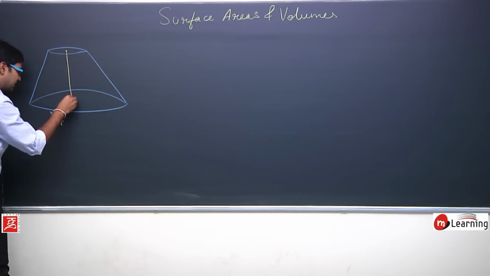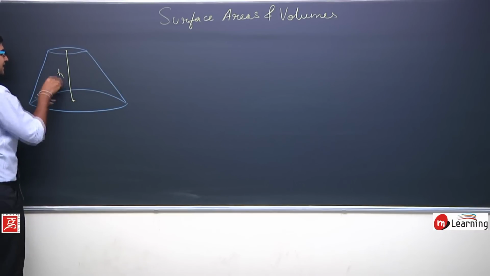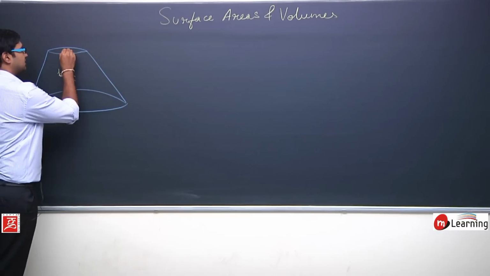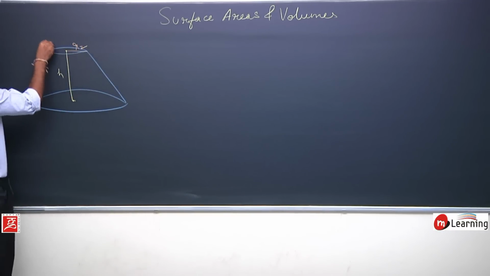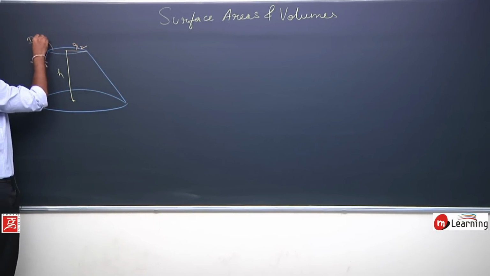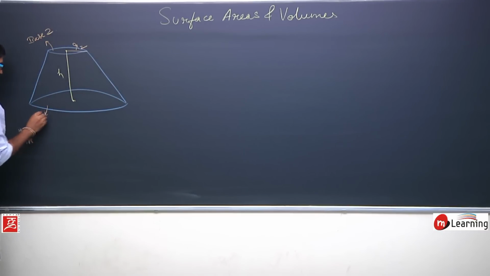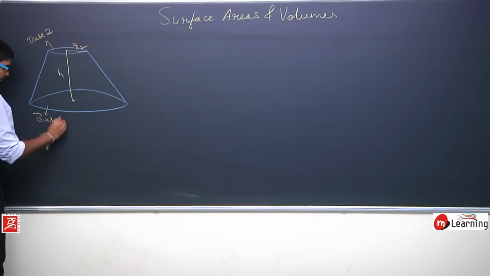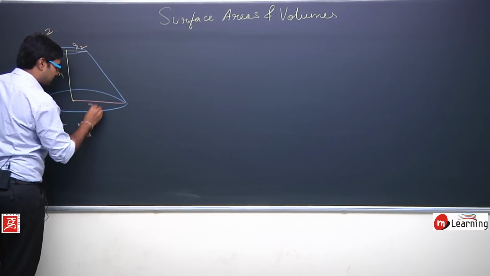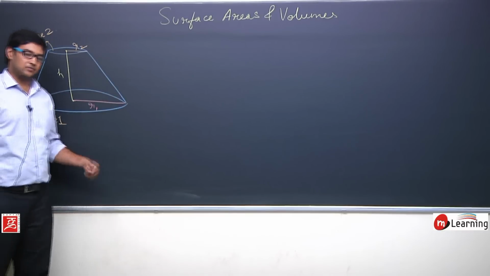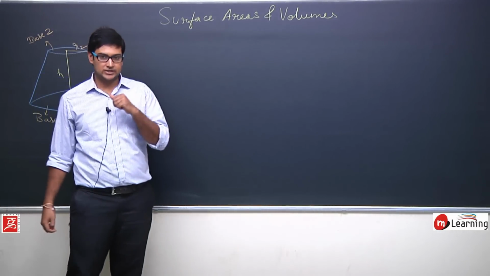this represents the height of the frustum, which is h, and this is the radius r2, radius of base 2. We have considered this as base 2, this as base 1, and the radius r1 is for base 1. This is what we have discussed about the frustum.